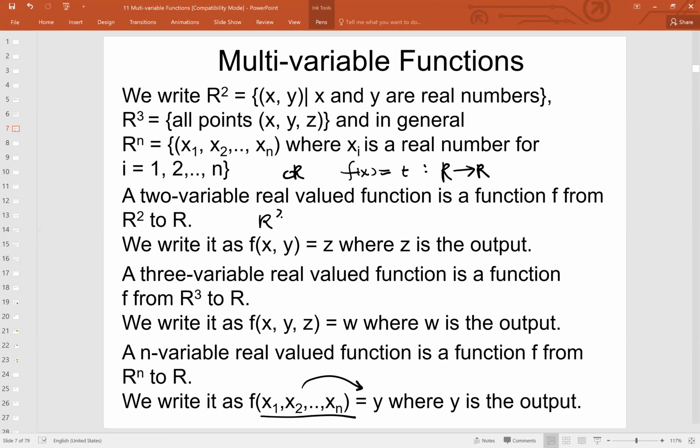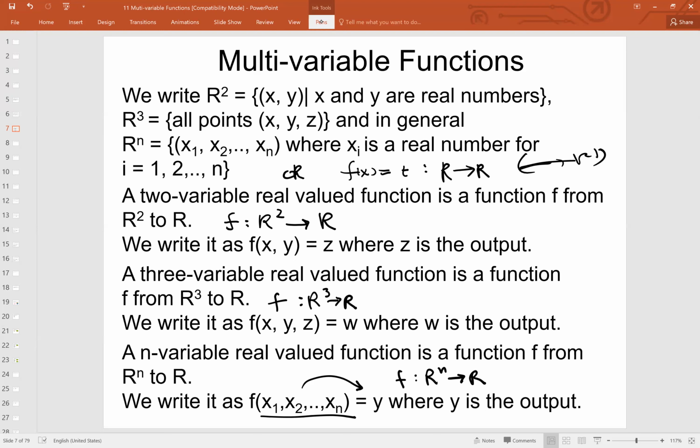And for this one, we say f is a function from two dimensions to the real numbers. Over here, f goes from R3 to R, and the output is a real number. And this one, f goes from Rn to R. Of course, you can imagine we can have different functions from R into R squared or something like that, but that's for the future.